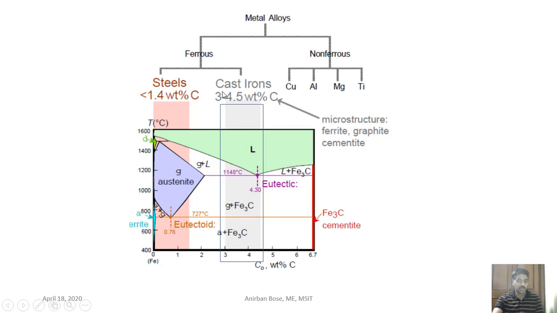On the other hand, you can see the cast iron region in the diagram. It is basically 3 to 4.5%. Though we have said that if it is more than 2%, it is all cast iron, the cast iron grades which are practically used are in the carbon percentage range 3 to 4.5%. This thing you have to remember.